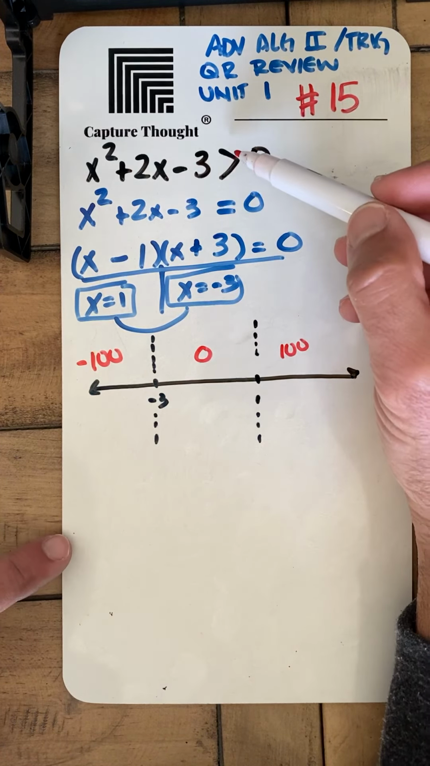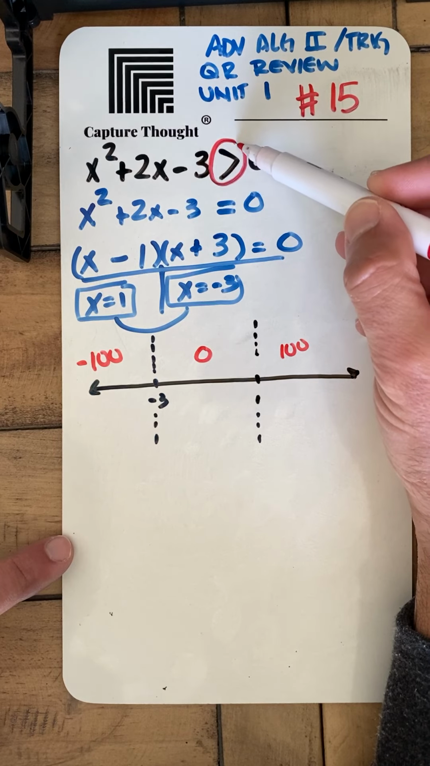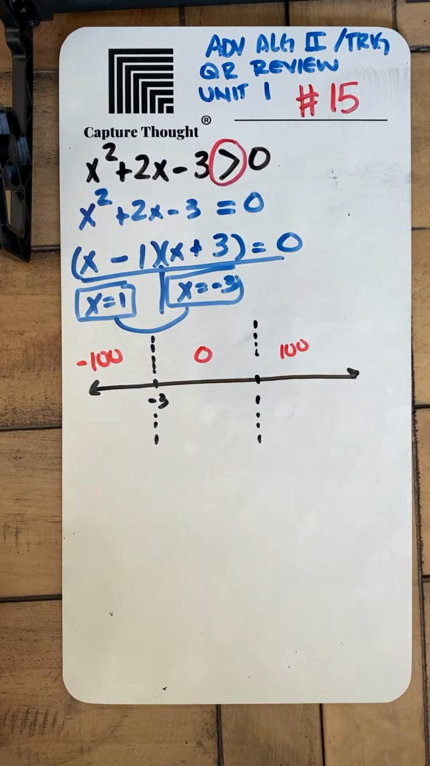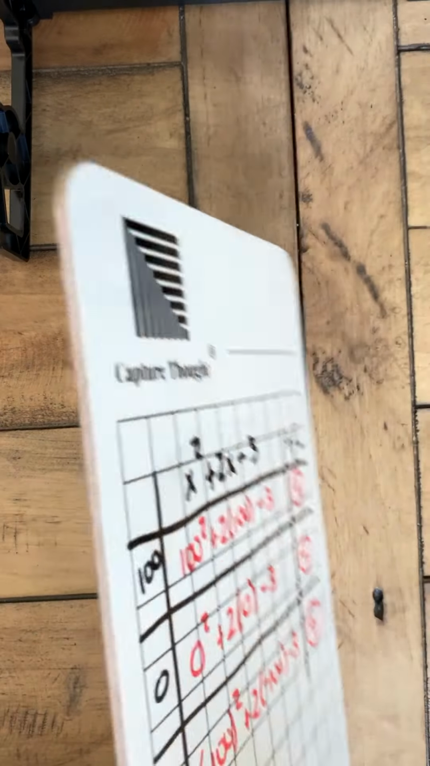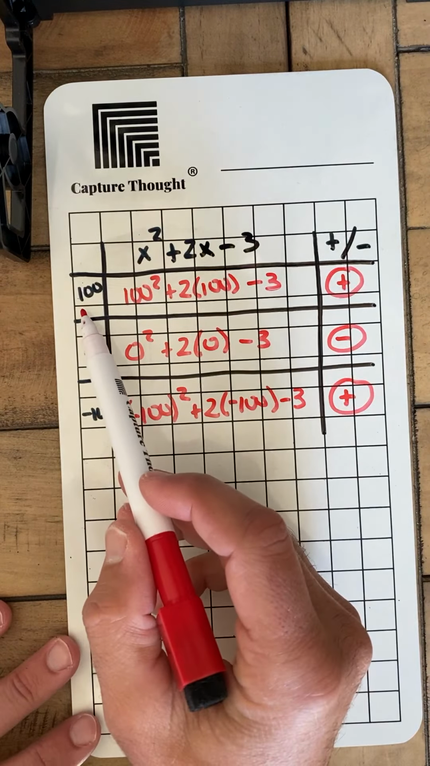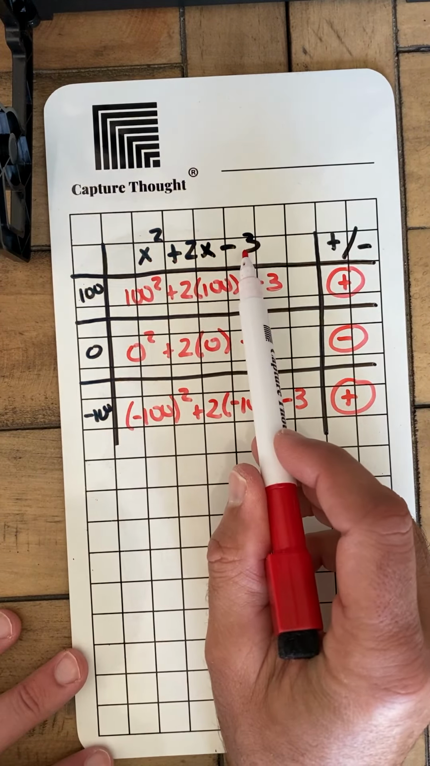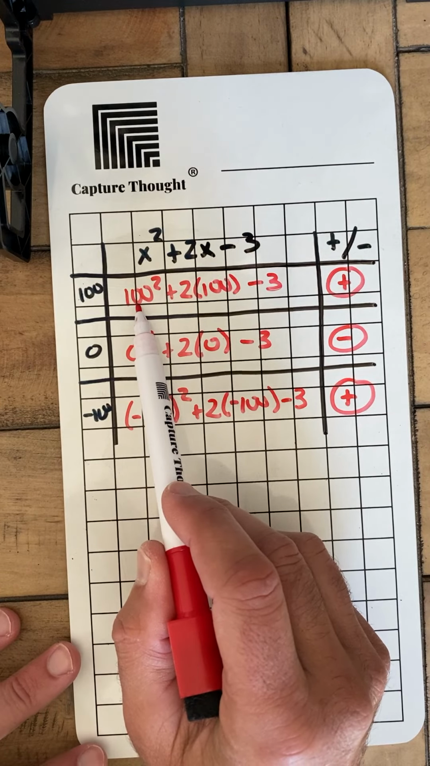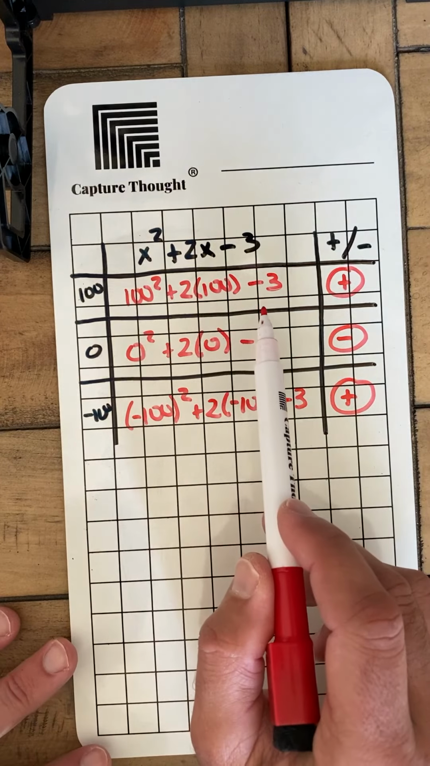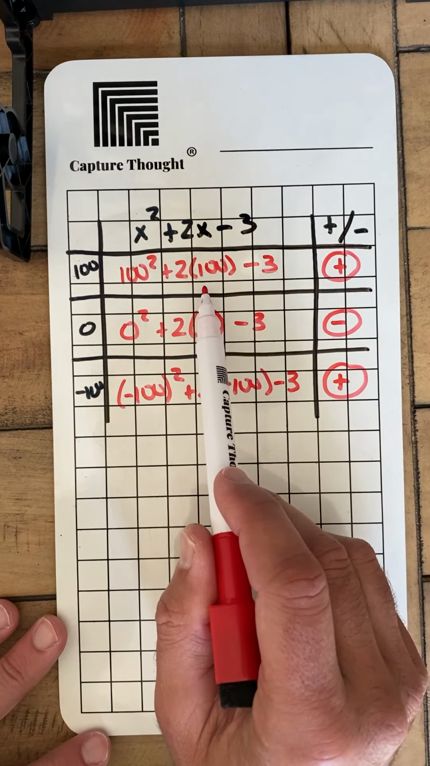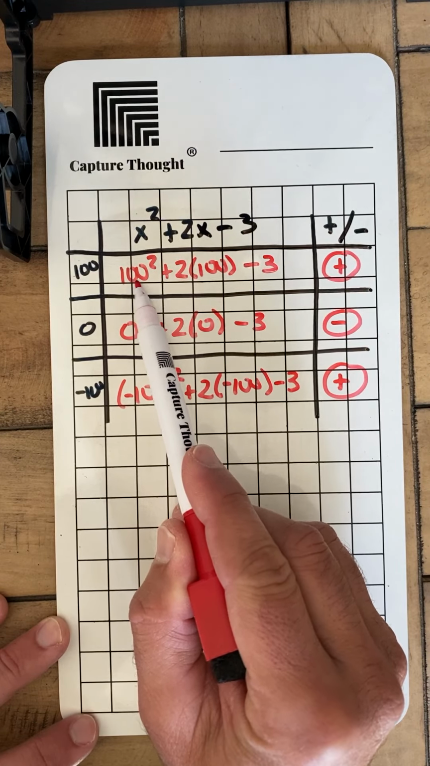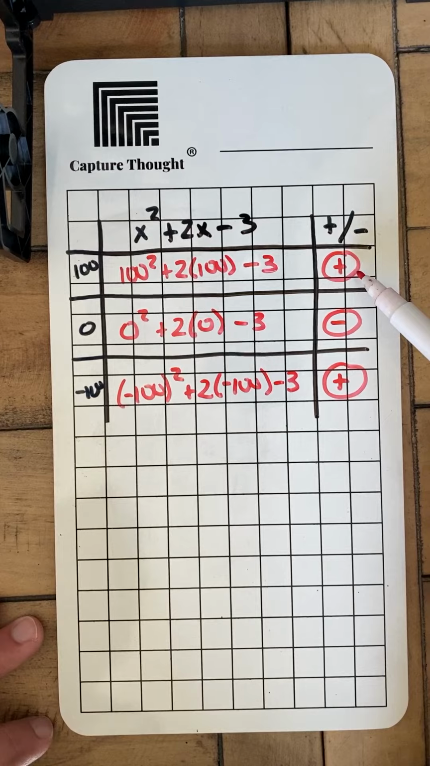So what we're looking for is what numbers, when we plug them back into the original problem, are greater than 0. That's what we're looking for. So I've already done it on the back, and I'll show it to you right now. I took the number 100, and I plugged it back into the original problem. I got 100 squared plus 2 times 100 minus 3. Now you don't actually have to calculate that number. All we care about is whether or not it's positive or negative. So this is a really big positive number, so this is going to be positive, okay?